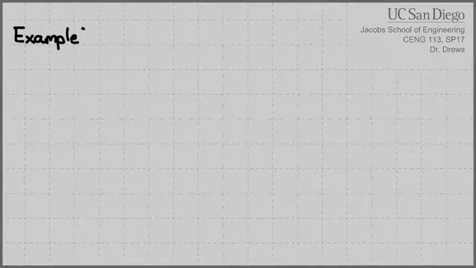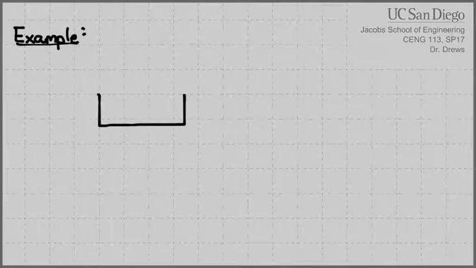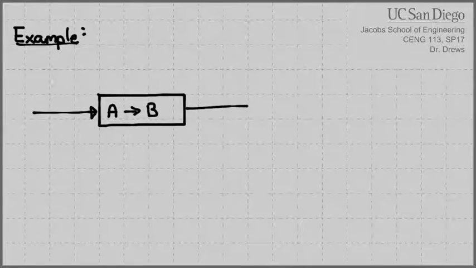So here's our example. Nice simple reactor, doesn't even have the fancy end caps on it. The reaction that occurs inside the reactor is A goes to B. We have some inlet and some outlet. The inlet is going in at a volumetric flow rate of 1 liter per second. The reactor itself is a packed bed reactor.